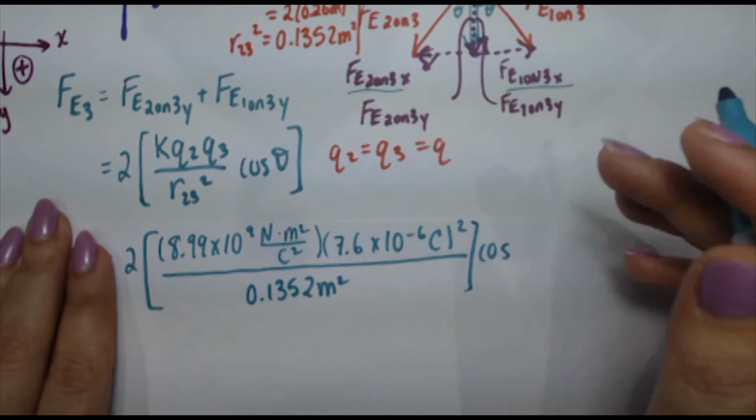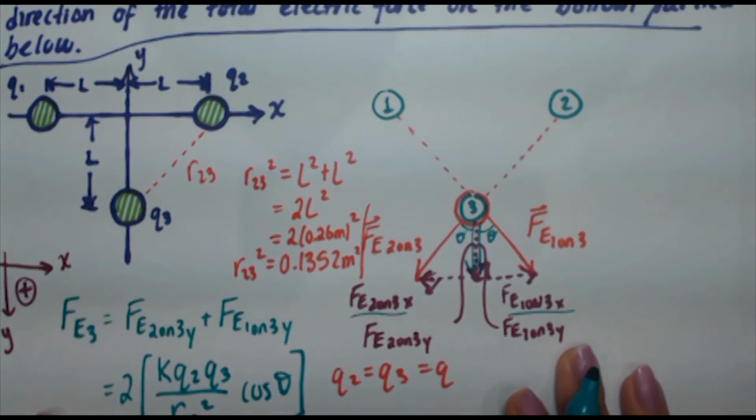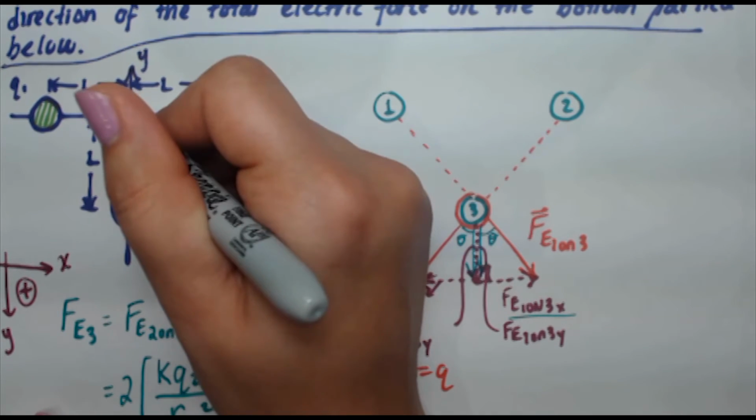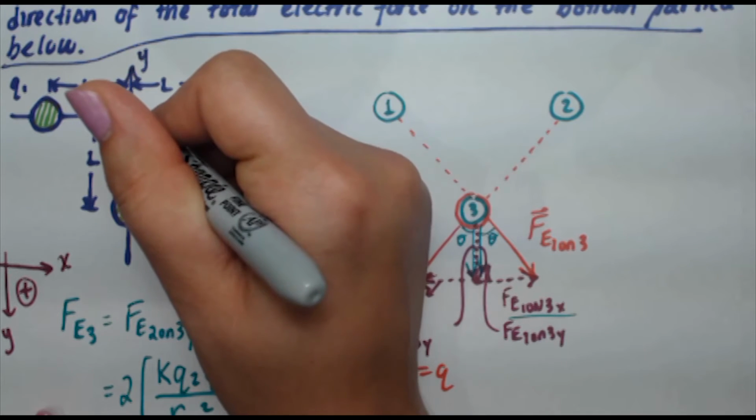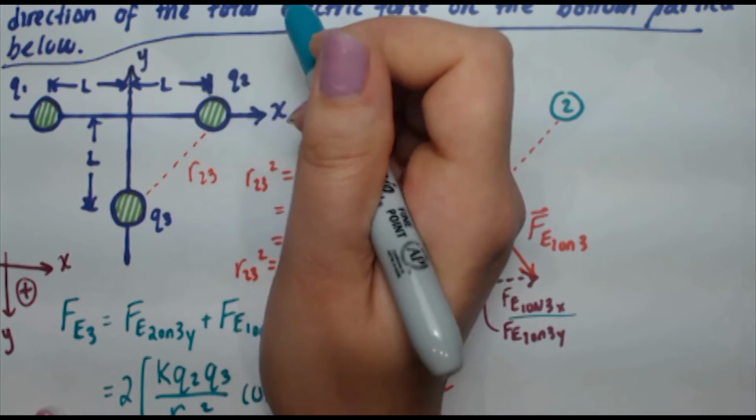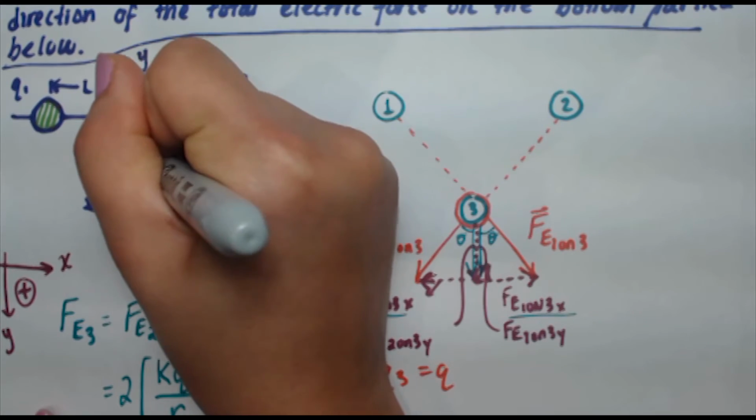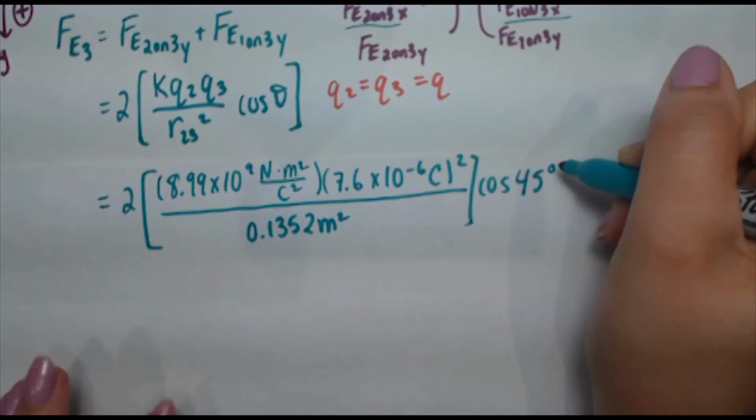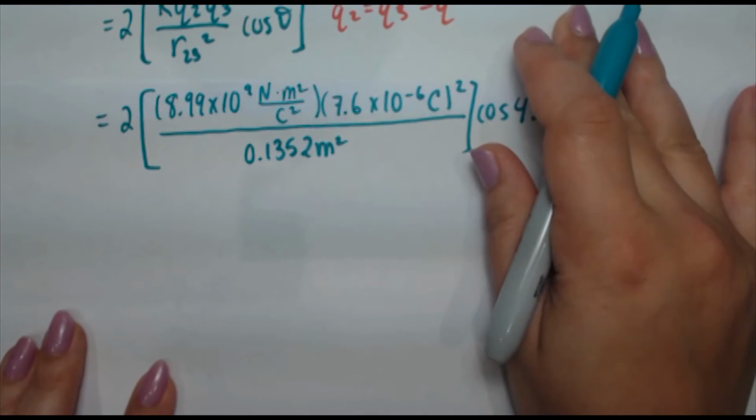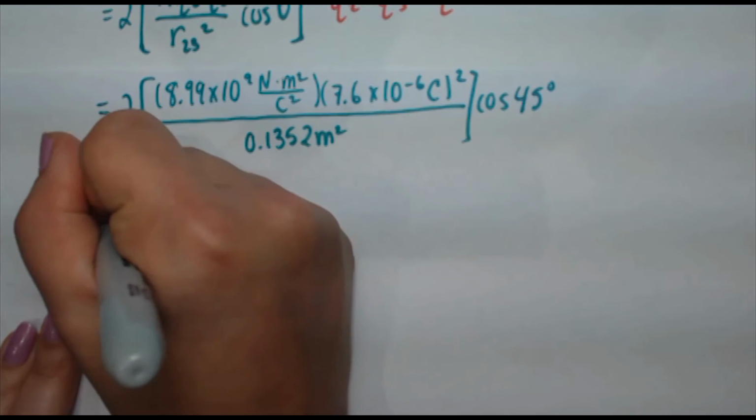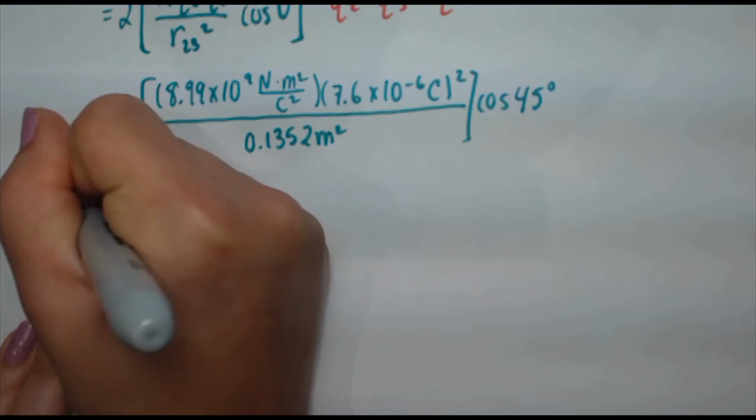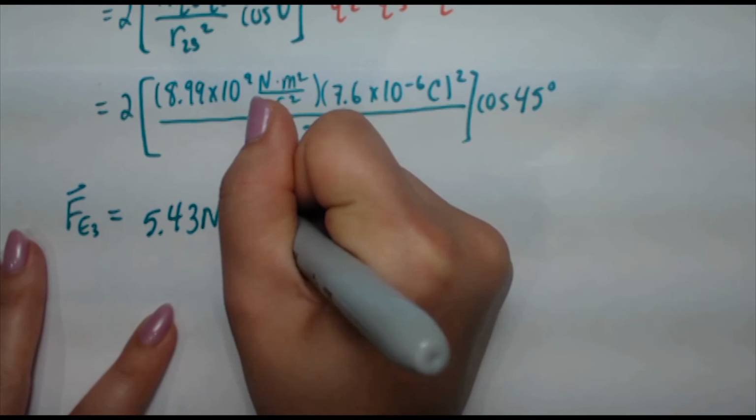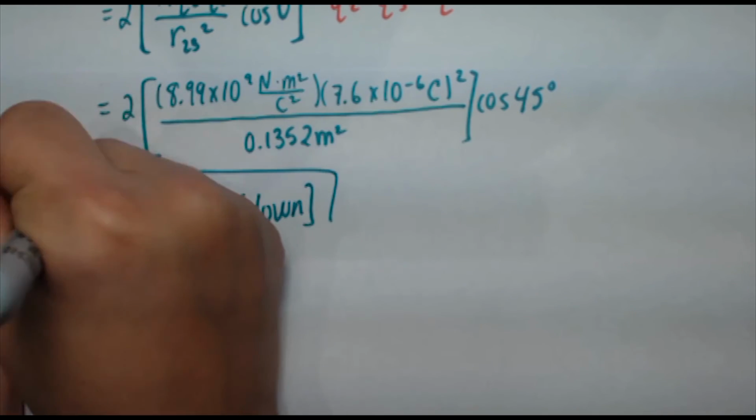Now, to find the angle, you need to simply recognize that these two sides are the same. It doesn't matter what length they are, as long as these two sides are the same, let it be L and L, 5 centimeters and 5 centimeters, 1 million by 1 million. Doesn't matter. This angle will always come out to be 45 degrees. Okay, so therefore we're going to multiply this by the cosine of 45. And at this point, you just have to crunch this into your calculator accurately. And when you do, you are going to get an electric force on particle 3 of 5.43 newtons down.